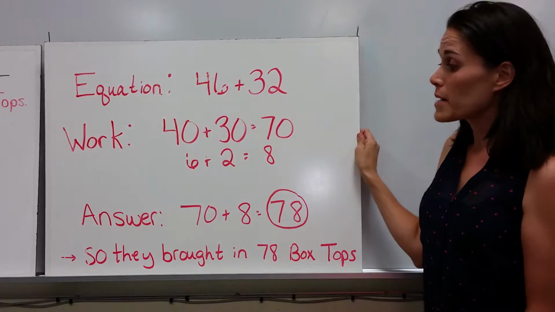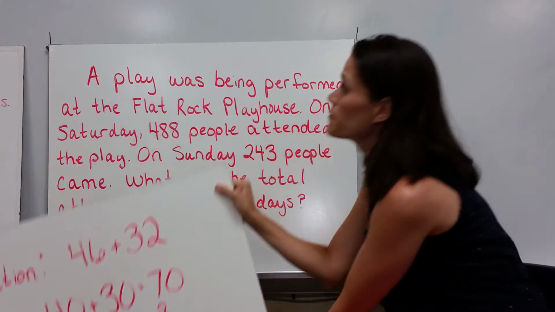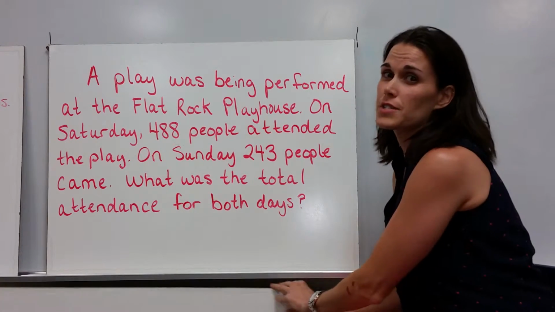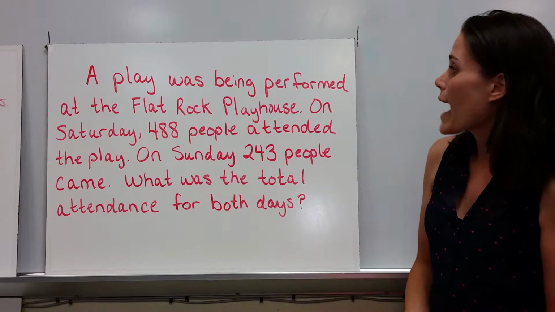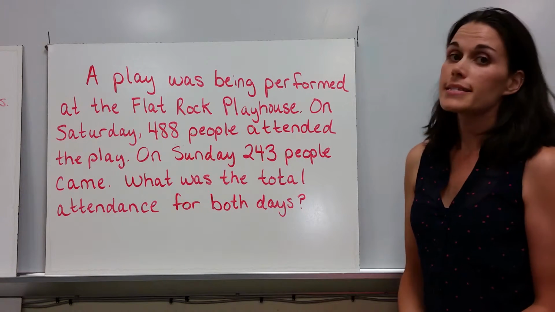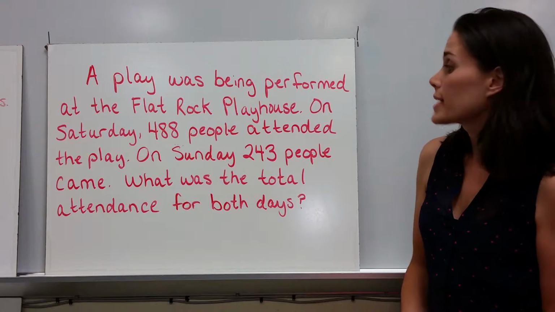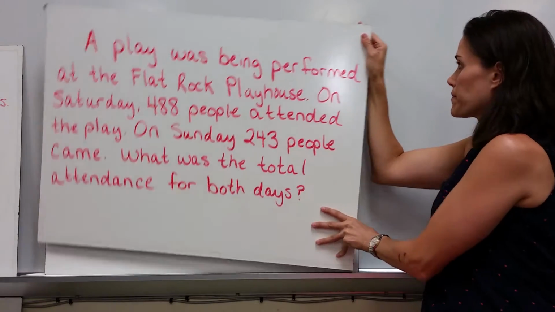I'm going to show you one more example that actually has larger numbers, just so you can understand how to do it that way too. A play was being performed at the Flat Rock Playhouse. On Saturday, 488 people attended the play. On Sunday, 243 people came. What was the total attendance for both days?